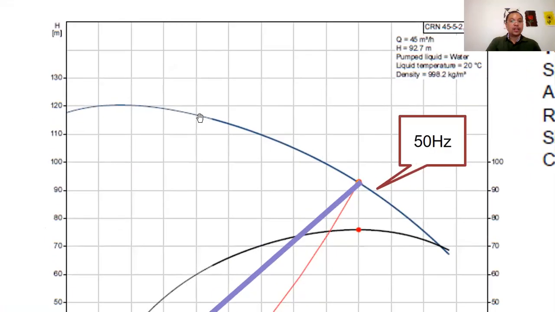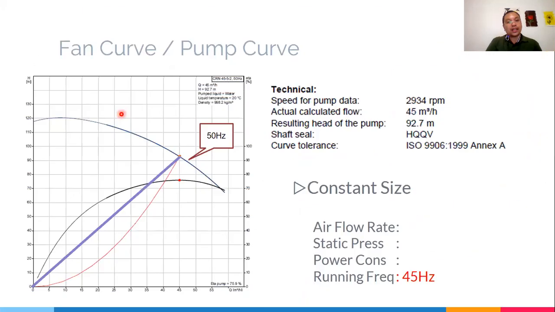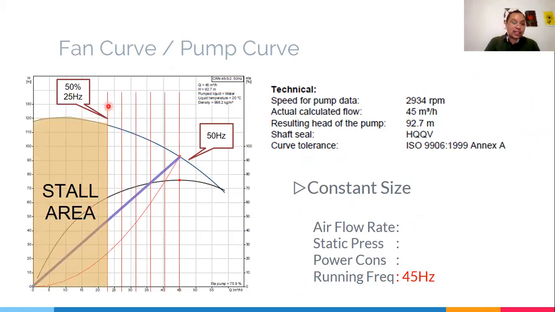All right, you'll notice our blue line is thin in this portion and somewhat thick in this portion. Even our black line, from here to this point it is thick, but from this point to this point it is thin. What does that mean? This would be your stall area. What does stall area mean? Stall area means your unit will stall or stop running. The motor will stall.